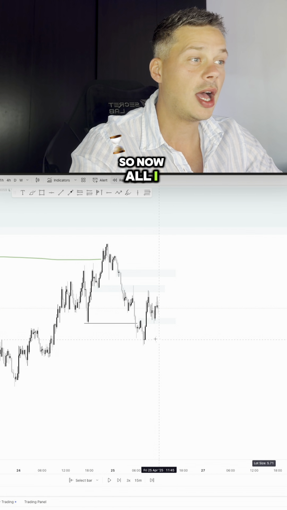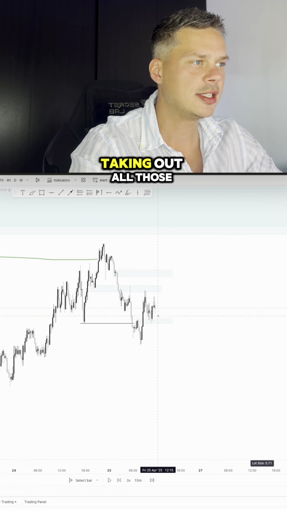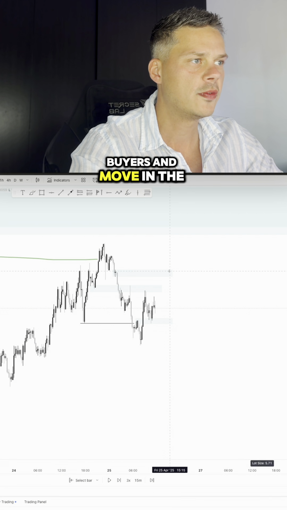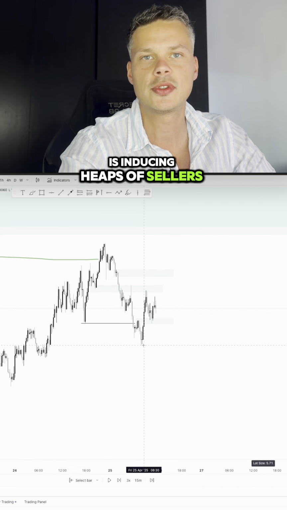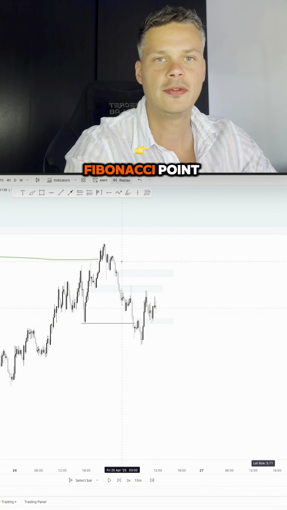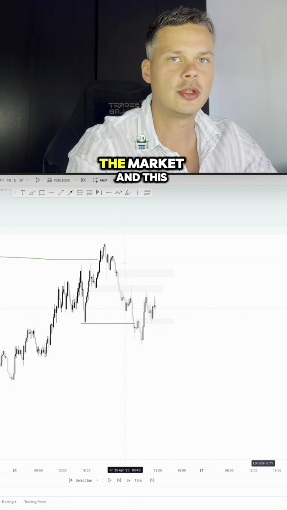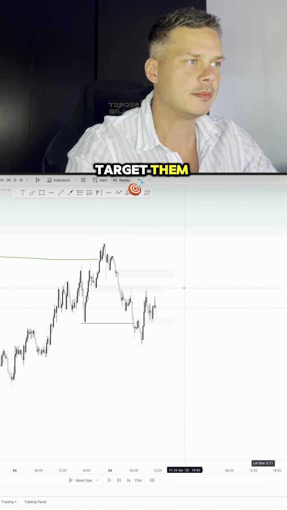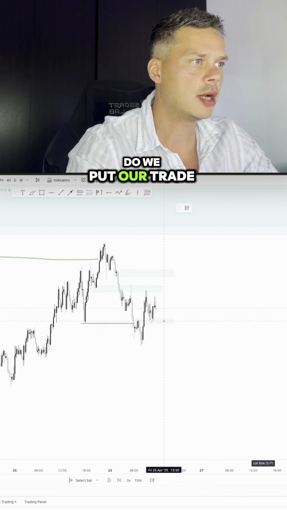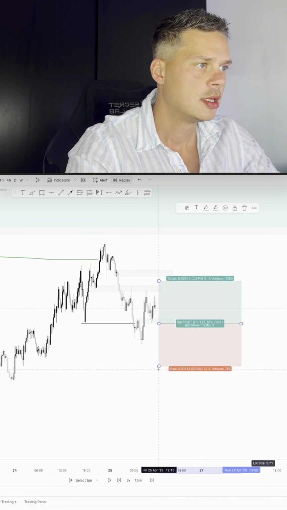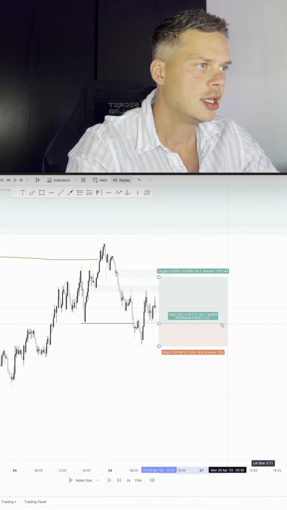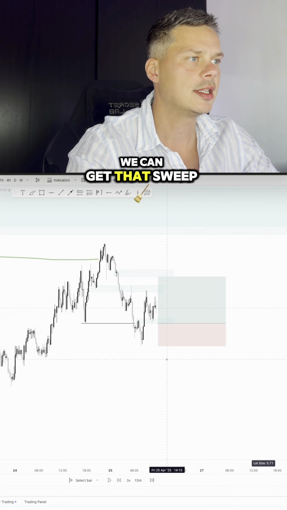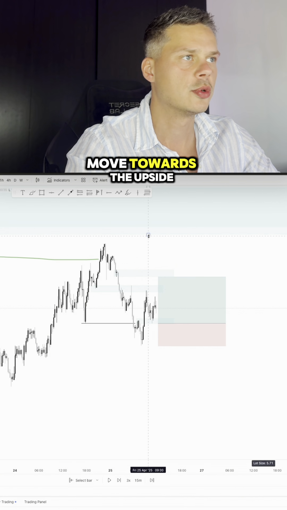So now all I want to see is price taking out all those buyers and moving in the opposite direction, because this bearish range is inducing heaps of sellers. At every POI, at every Fibonacci point, sellers will come into the market, and this is how we can target them. So what do we do? We put our trade over here, stop loss below this low, targeting a 1 to 2 risk to reward, and let's see if we can get that sweep and then that instant move towards the upside.